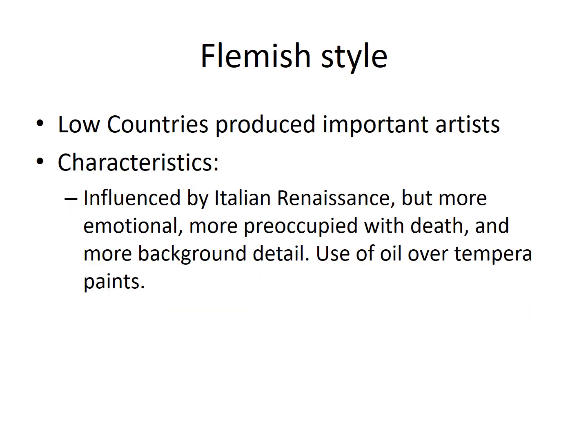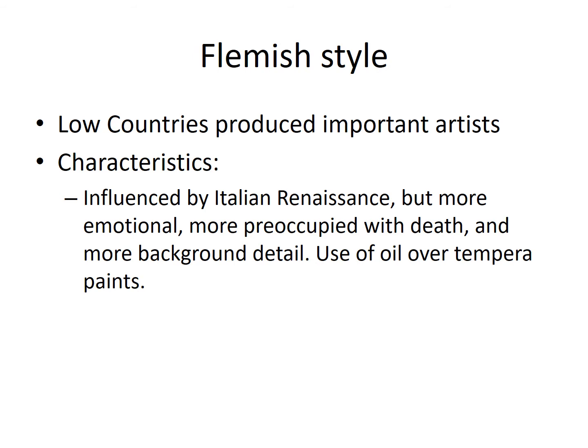The Flemish style of painting in Northern Renaissance art is where we move to next. This was in the Low Countries or in the Dutch regions. They produced some important artists. The characteristics of the Flemish style: they were influenced by the Italian Renaissance, but they showed more emotion. It's more emotional, more preoccupied with death, and has more background detail. We also see the beginning of the use of oil painting over tempera paints.